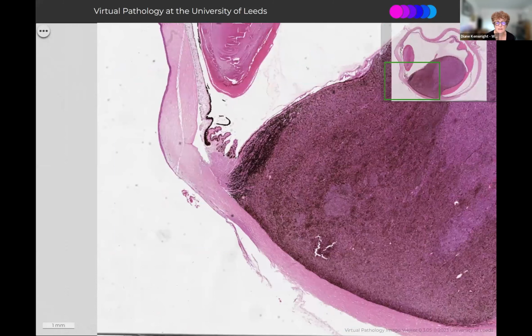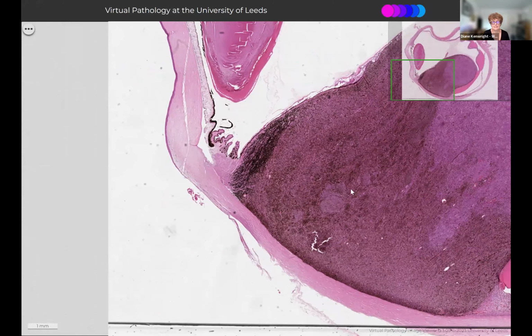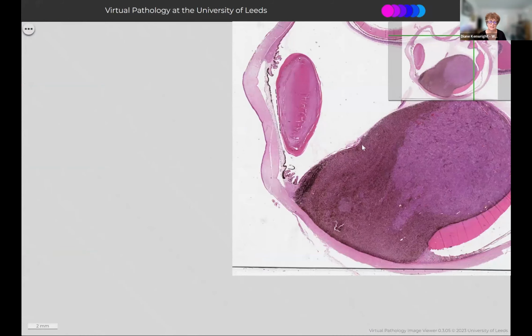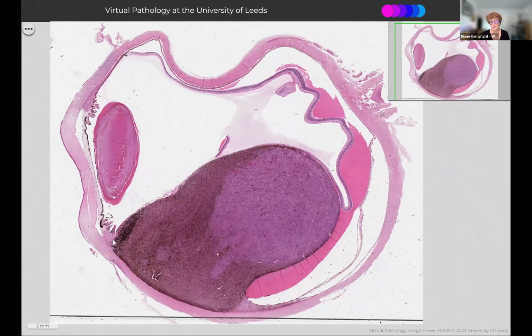Yeah, that's great. Okay, so at low power, what I can see is the globe, and located close to the ciliary body in the inferior part of the globe is a tumor which has a melanotic part and an amelanotic part. So this indicates that there's two clones growing. So the first thing I've got to do is identify normal tissue.